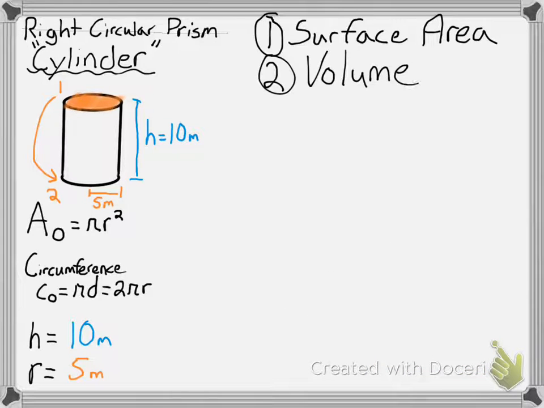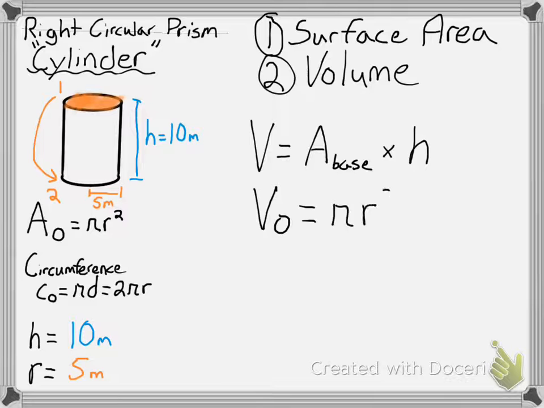So the second question we can look at here is volume. Volume, just like every other shape we've looked at, is our area of our base times our height. Nothing has changed. The only problem is when we go down, we just need to use pi r squared for our area of our circle. And then we're going to multiply that times our height of 10.